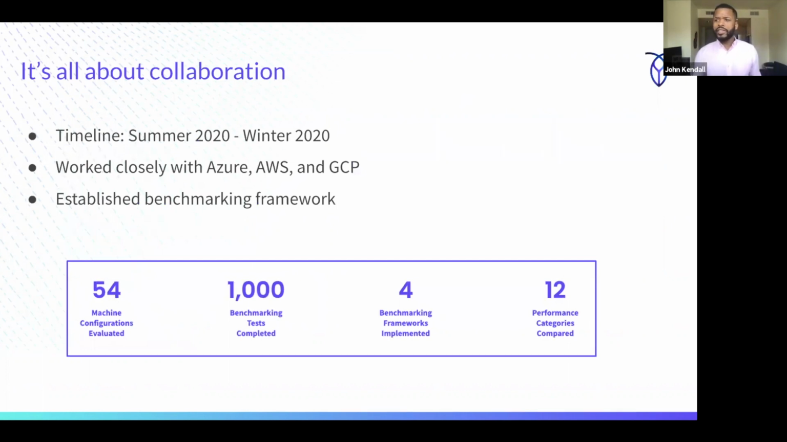And our methodology, it's a collaborative process, actually, where we started with a series of meetings with each of the cloud providers to figure out things like which machine configurations we'd use for each of the clouds, our benchmarking framework. And then actually we got feedback from the clouds as we finished our analysis and talked with them throughout the process. It was a collaborative process, and the clouds were really great partners with us.